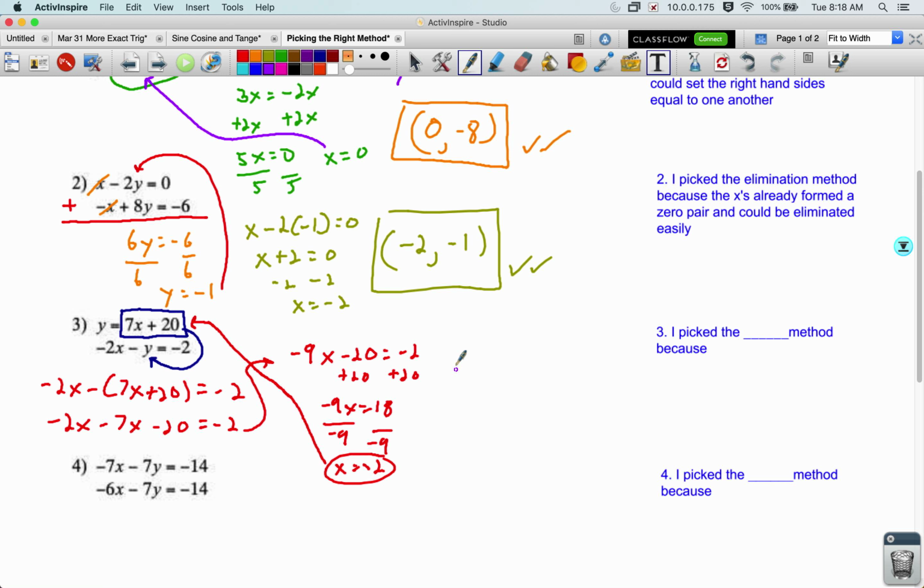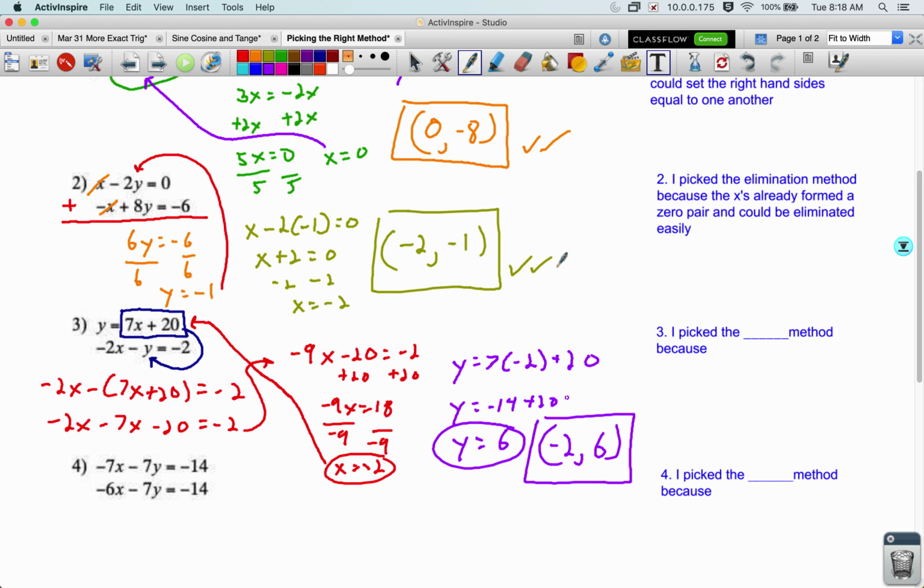And now I get y equals 7 times negative 2 plus 20. Y equals negative 14 plus 20. Y equals 6. All right, final answer. Negative 2 comma 6.